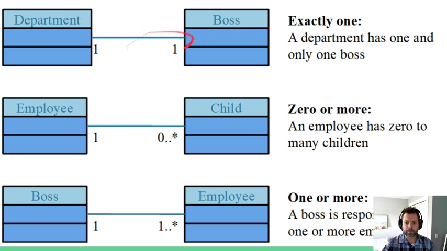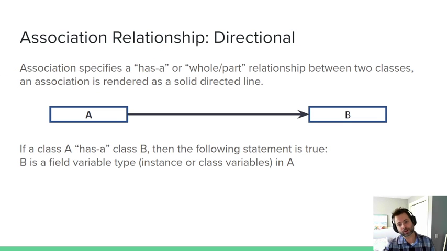So these are our pure bidirectional associations, right? No arrows. We also can have a directional association, solid line with an arrow. You notice it looks like a normal arrow, not one of those triangle arrows. If we have an association like this, it is a has-a relationship, or also a whole and a part relationship.